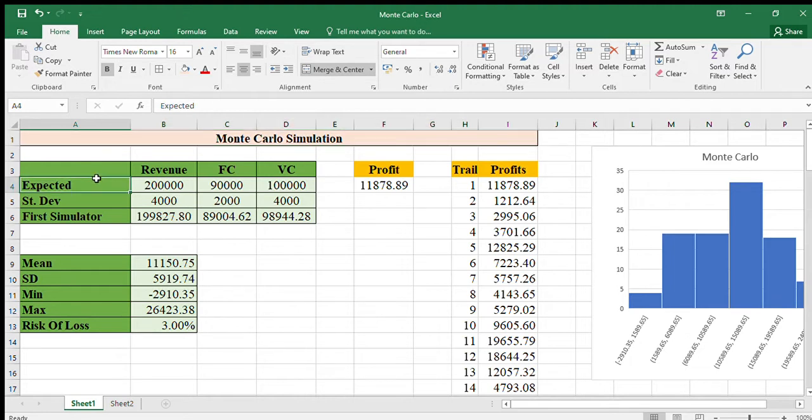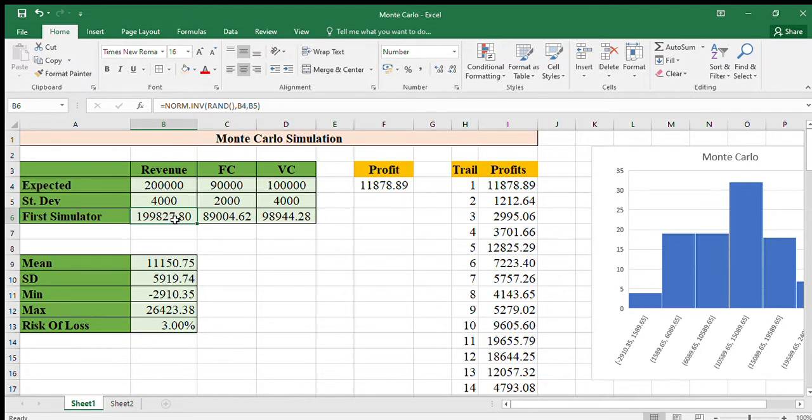So let us consider revenue as 2 lakhs, then fixed cost as 90,000, and variable cost as 1 lakh rupees. We have taken standard deviations of 4,000, 2,000, and 4,000 respectively. Your first simulator is where we will be using a NORM function. Let me first give context on what this formula is and what it stands for. NORM.INV returns the inverse of the normal cumulative distribution for the specified mean and standard deviation.